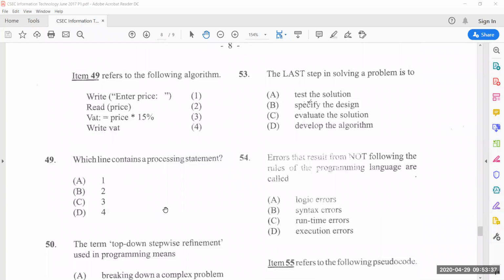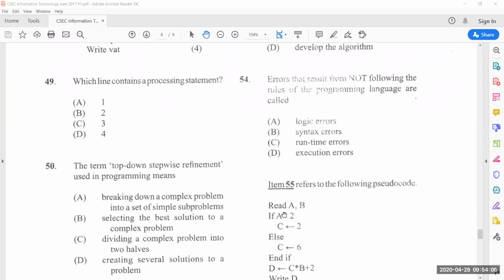53. The last step in solving a problem is to, which of the following options? Test the solution, specify the design, evaluate the solution, or develop an algorithm. Yes, the last step is to test the solution. Okay, moving on to 54. Errors that result from not following the rules of the programming language are called, which one of these errors?